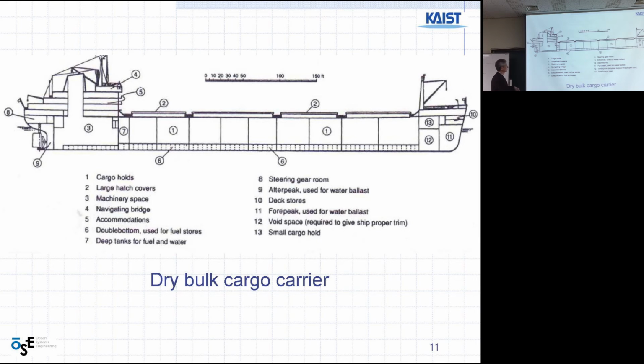And steering gear room. This is steering for the rudder, and this is the engine. Machinery space, the engine, is here, and 4-5 is accommodation and navigation. So the pilot, the captain, is located in 4.